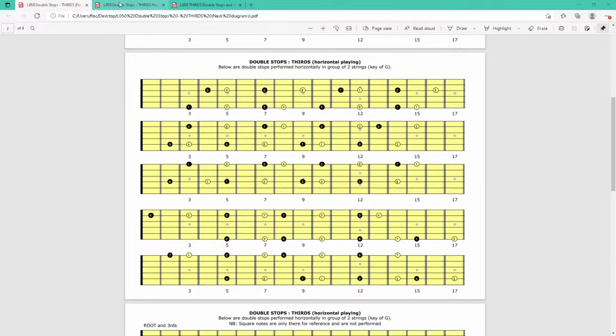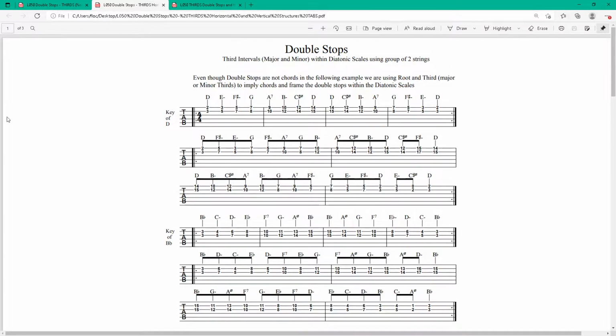So how do we learn to respect the key? And here is where our third PDF comes in. Now, this last PDF is not written in the key of G, but it's actually using all sorts of different keys.